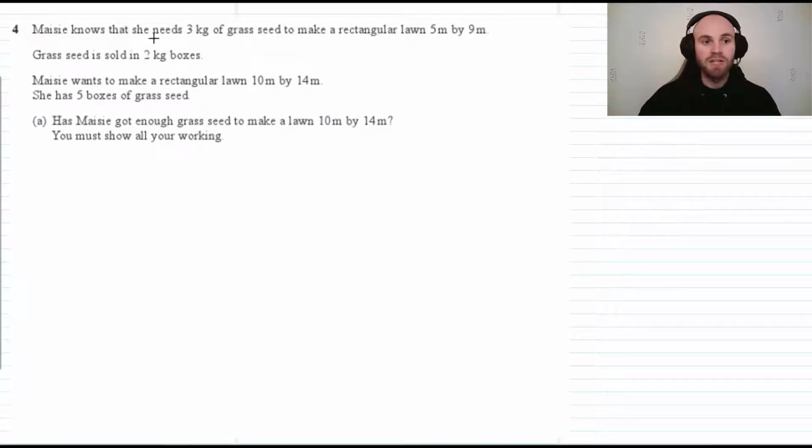Question 4. Maisie knows that she needs 3 kilograms of grass seed to make a regular lawn 5 meters by 9 meters. Grass seed is sold in 2 kilogram boxes. Maisie wants to make a rectangular lawn 10 meters by 14 meters. She has 5 boxes of grass seed. Part A. Has Maisie got enough grass seed to make a lawn 10 meters by 14 meters? You must show all your working.